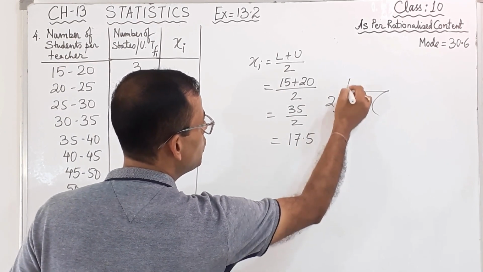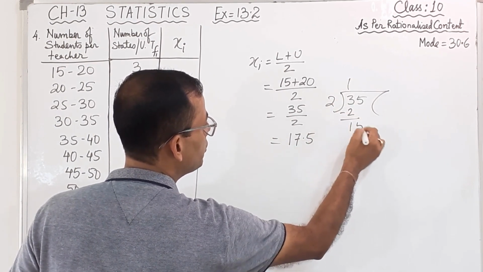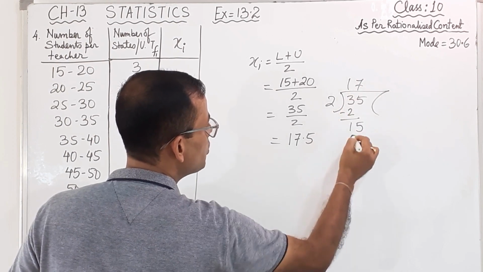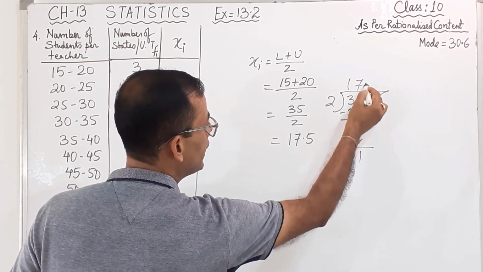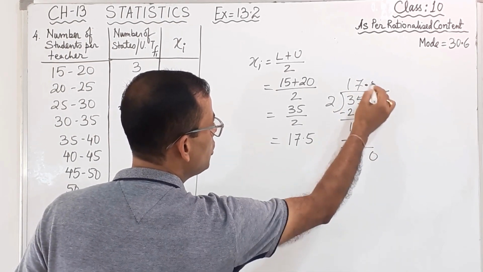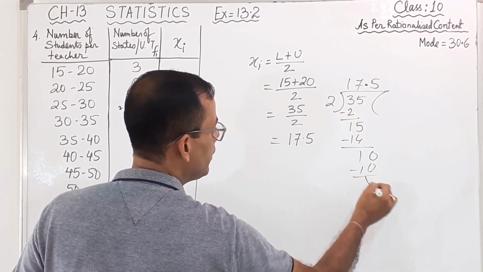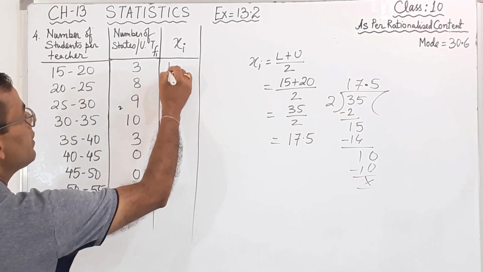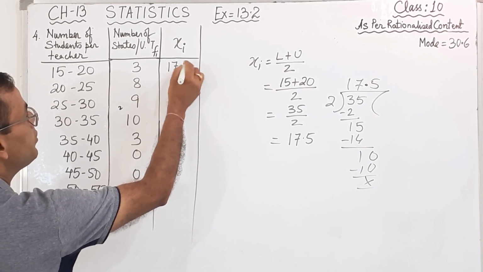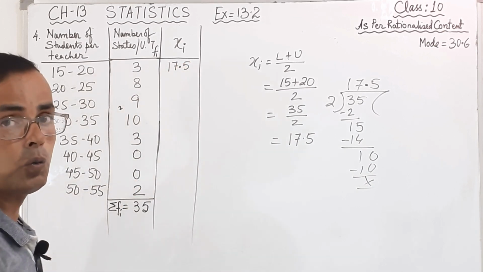If you cannot do it, you can do it in the rough. So 2 1s are 2. Now 1, 15. Now 2 7s are 14. Now 1. Now nothing is there. So point, then 0. 2 5s are 10. Clear? And you will write here 17.5. Clear?